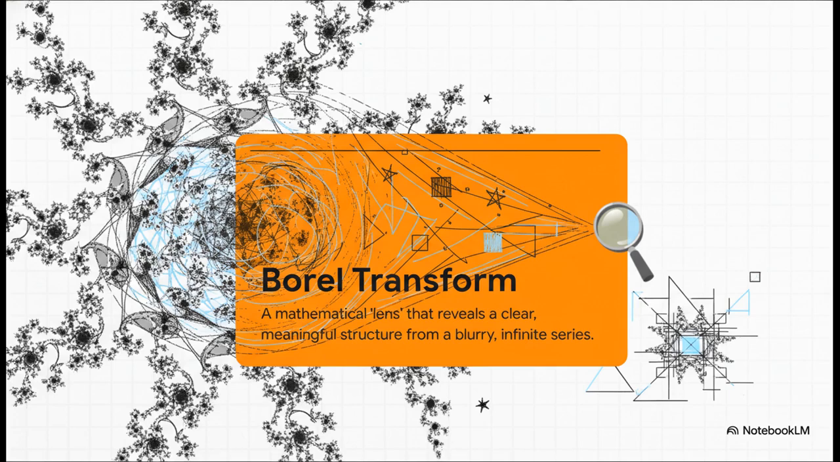And one of the key tools in this whole program is something called the Borel transform. Honestly, the best way to think about it is like a super-powered camera lens. Imagine you have this blurry image made up of an infinite number of little data points. The Borel transform adjusts the focus, cuts right through all that noise, and reveals a single, sharp, and fundamentally important structure that was hiding underneath it all.